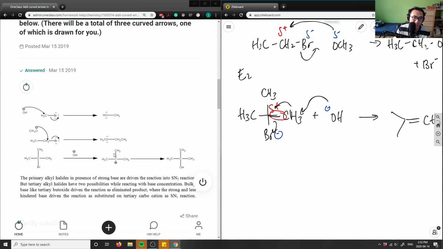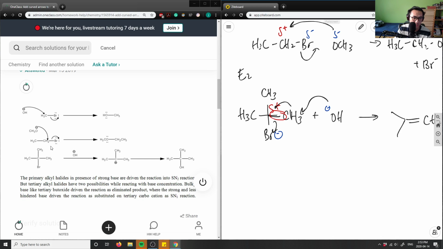They're depicting an E1 here because E1 would be two-step, right? I need a formation of a carbocation, which is this first step here, and then it becomes elimination. But this here is actually an SN1, so this is not a correct solution here. Do you see what's wrong here? I have a carbocation.